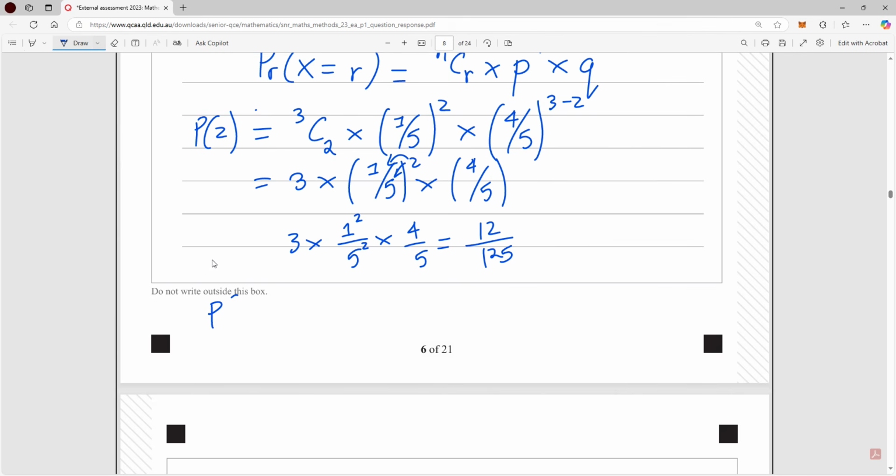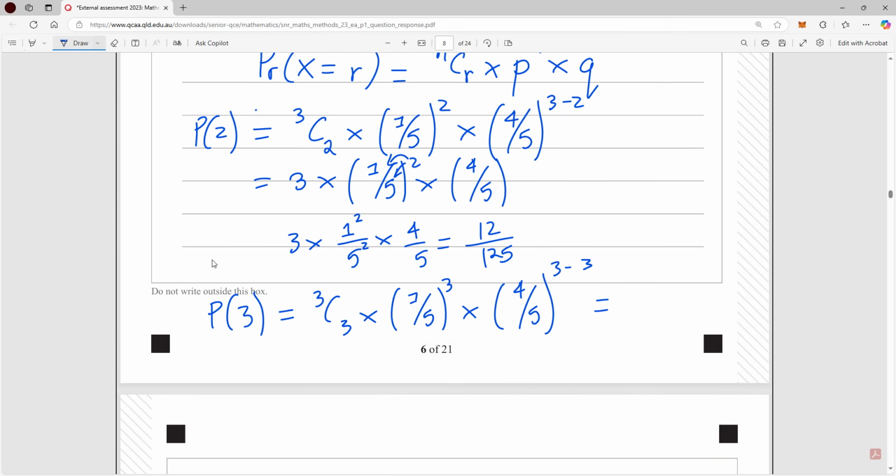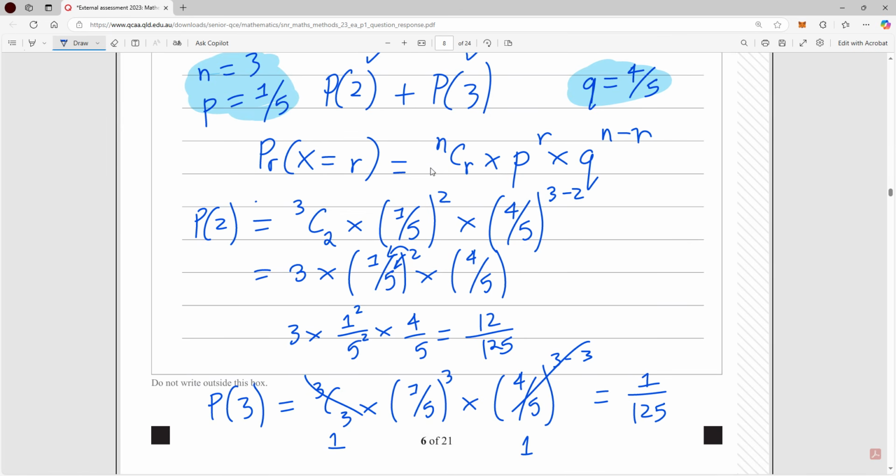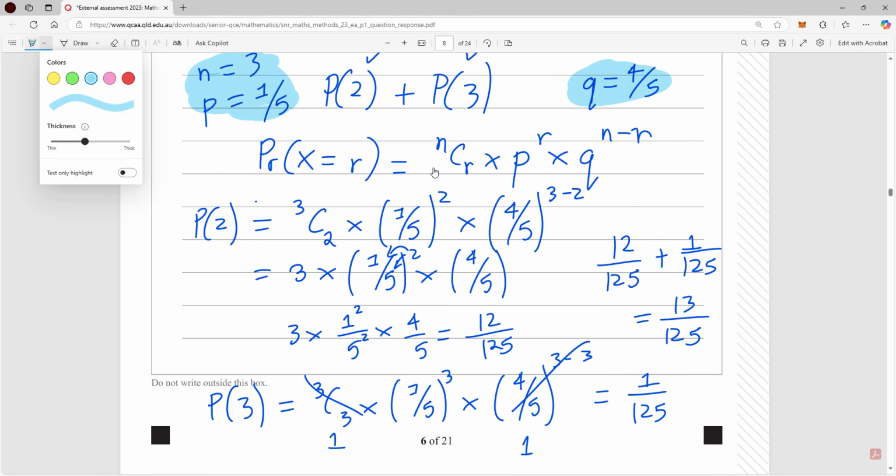Now for the probability of 3. So it will be 3 choose 3, times by 1 on 5 to the power of 3, times by 4 on 5, 3 minus 3. That's going to be 1, and so with that, this would just be 1 over 125. So the probability of getting at least 2 flights, aka the probability of 2 plus the probability of 3, will be 12 over 125 plus 1 over 125, which gives you 13 over 125. And that is the correct answer to this one here.